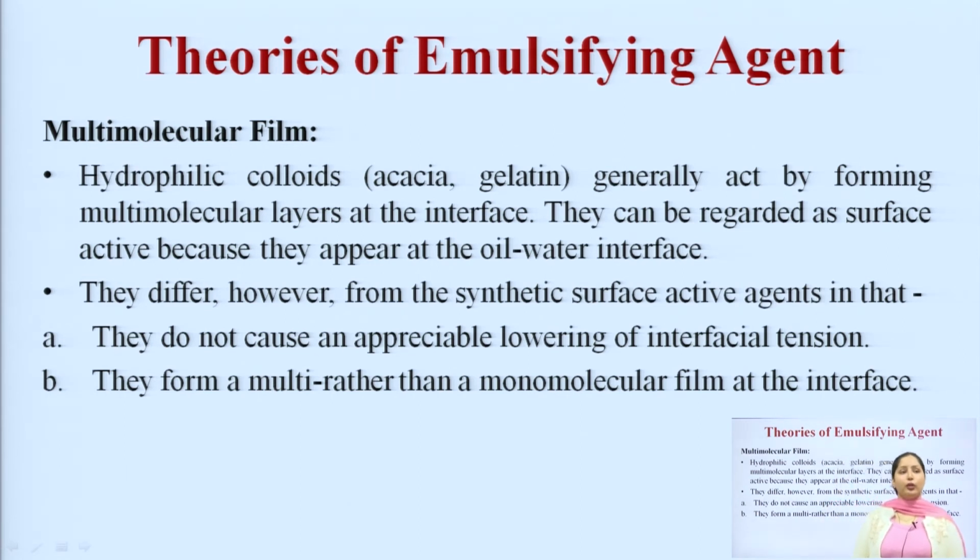So, another theory of the mechanism of emulsifying agents is the multimolecular film. In this, we generally consider hydrophilic colloids, such as acacia and gelatin, and what they do is act by forming a multimolecular layer. In the monomolecular film, if we take a blend or combination of surfactants, they form a single layer, a monolayer, at the interface of the oil and water.